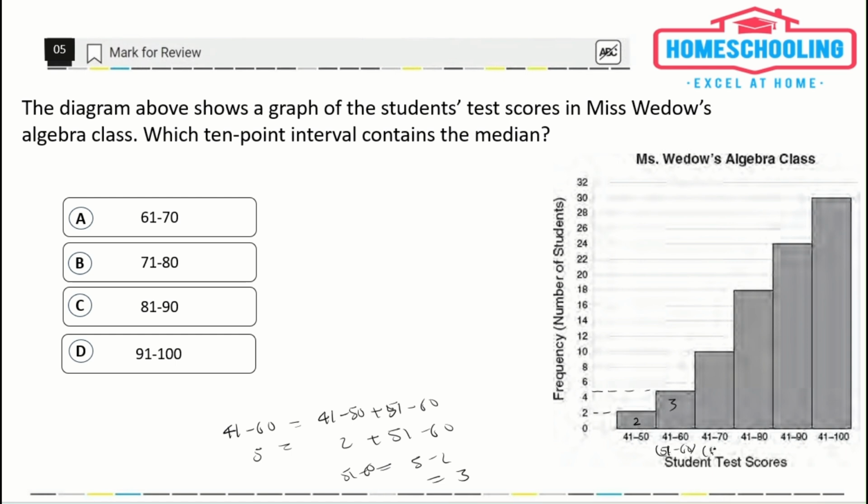Similarly, 61 to 70: this 41 to 60 is 5 and this one is 41 to 70, so 61 to 70 would be 10 minus 5, that is going to be 5. Similarly, we'll find this one, 71 to 80. This is already 10 and this is 18, so this is going to be 8.